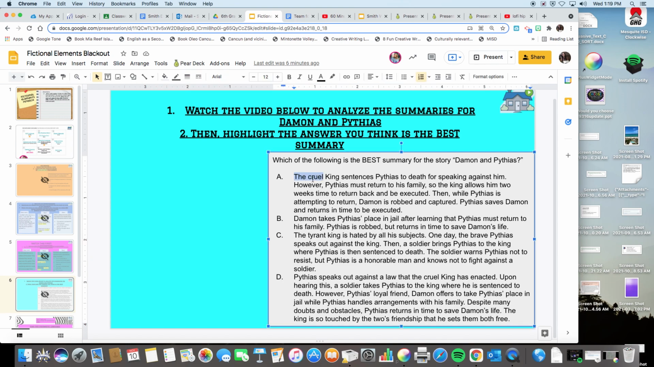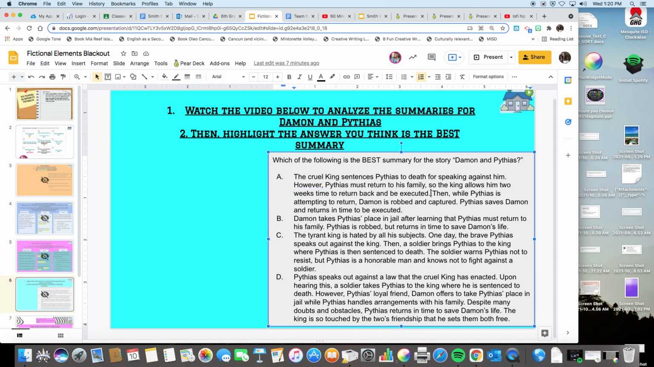A says the cruel king sentences Pythias to death for speaking against him. Okay, that does happen. However, Pythias must return to his family, so the king allows him 2 weeks' time to return back and be executed. Okay, that's not even true. The king doesn't just let Pythias go to his family. So we're missing a major part of the story in this summary. Also, giving a specific 2 weeks' time is kind of an unimportant detail.